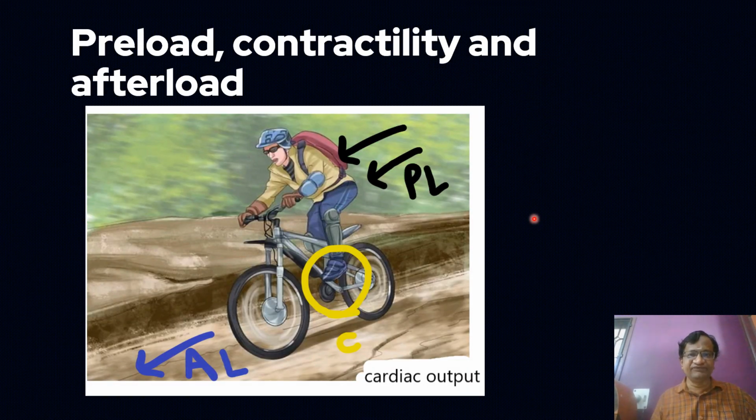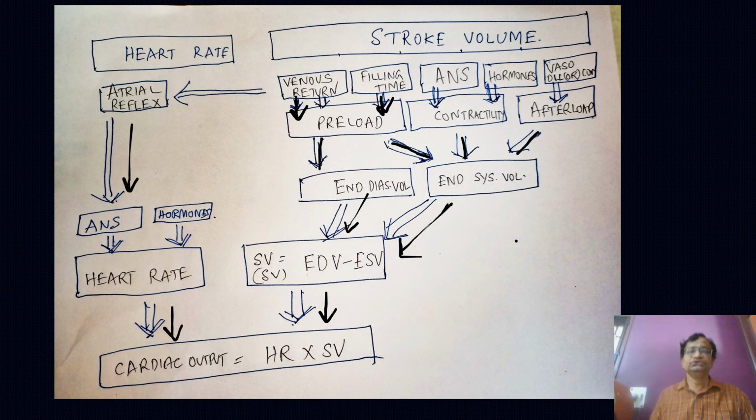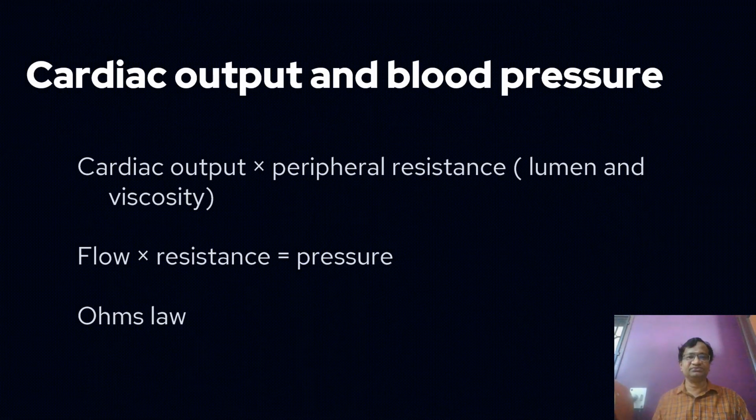Now, I am going to tell it in a different way. Preload is this, contractility is this, and afterload is this. If you are riding the cycle downhill, your afterload is less, so you are able to go better. But if you are moving like this uphill, then your afterload is high and your output is less. So again, venous return, filling time, ANS, hormones, afterload, vasodilatation, where stroke volume is again better. If your stroke volume is better, cardiac output is better.